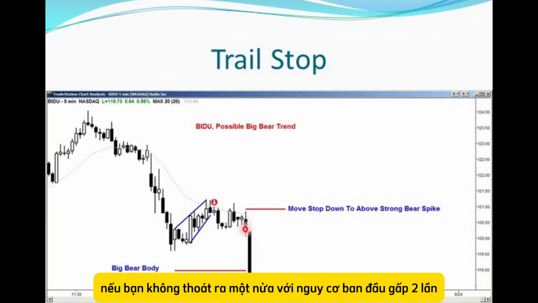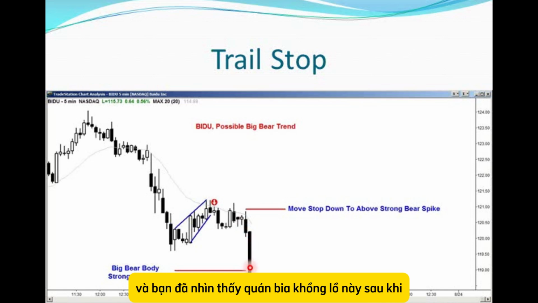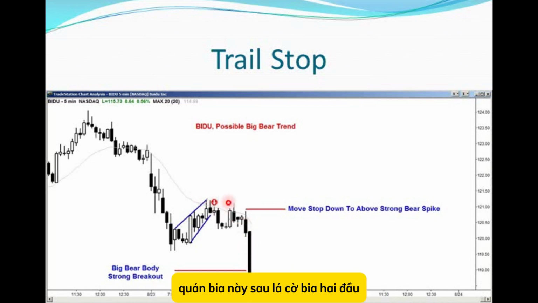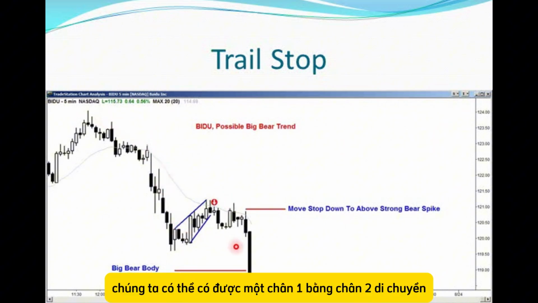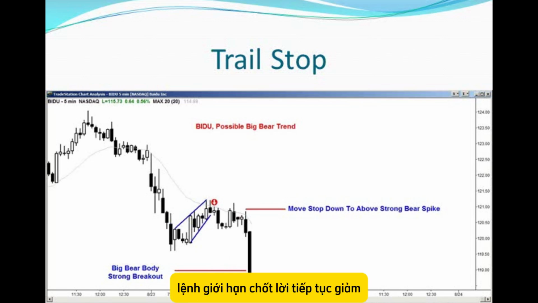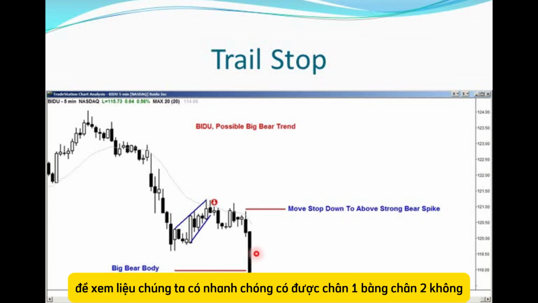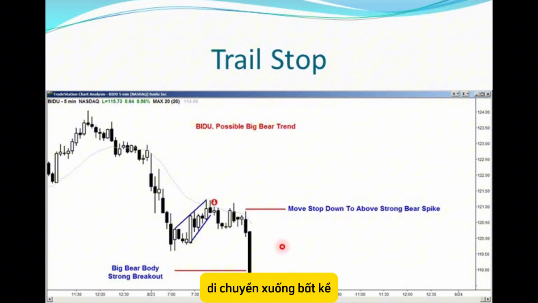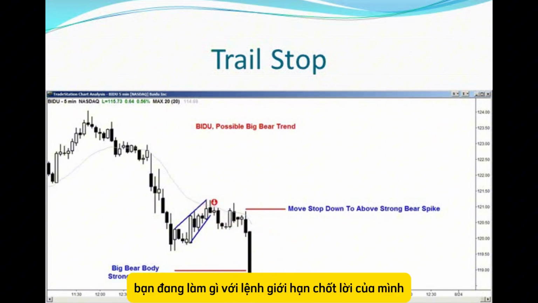Alright, if you did not exit half at 2 times your initial risk and you saw this huge bear breakout bar after this bear bar, after the double top bear flag, you would be thinking that there's a chance we could get a leg 1 equals leg 2 move. And if you saw this, you could take some off here, maybe take off 25% instead of 50%, or you could keep dragging your profit-taking limit order further down to see if we quickly get a leg 1 equals leg 2 move down. Regardless of what you're doing with your profit-taking limit order, we have a very strong bear spike.